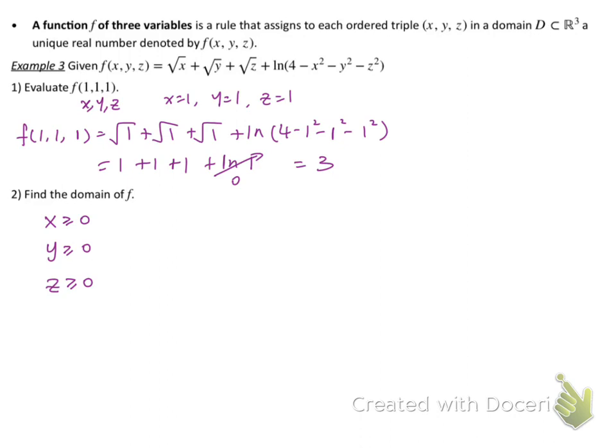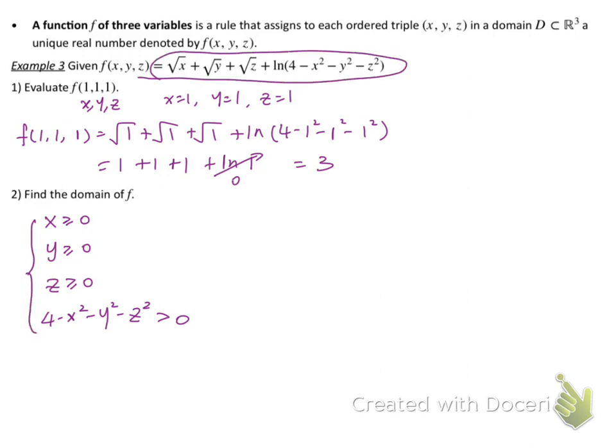Then I have a log. The input of my log has to be non-negative. Well, no, it has to be positive. I can't take 0. So this has to be greater than 0. And these are the conditions I need to make my formula work. The first 3 are already explicit, so I'll leave them here. The third one, I'll do it here. 4 minus x squared minus y squared minus z squared.